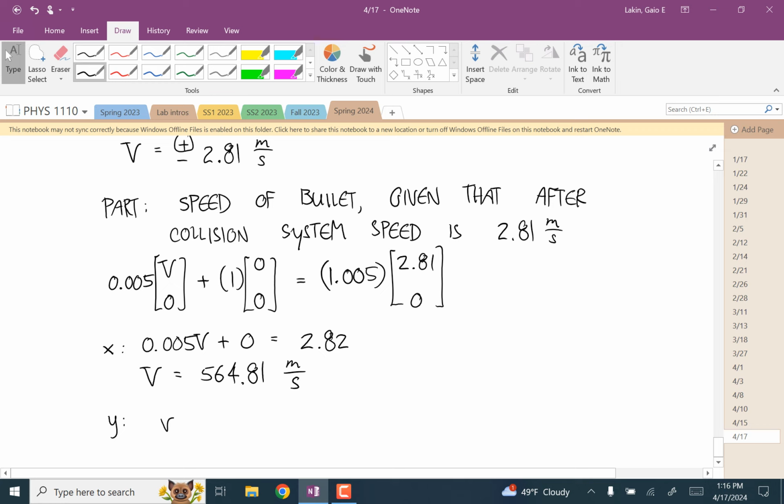So anyways, you get a velocity of 564.81 meters per second. And so now without a high-speed video camera, we've used just what we can do with our eyes and some calculations to figure out the speed the bullet was moving when it collided with that block. Any questions about that? Okay, that's all.